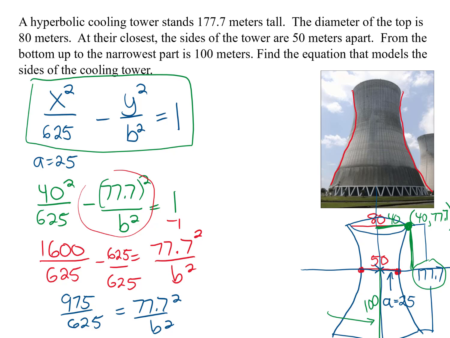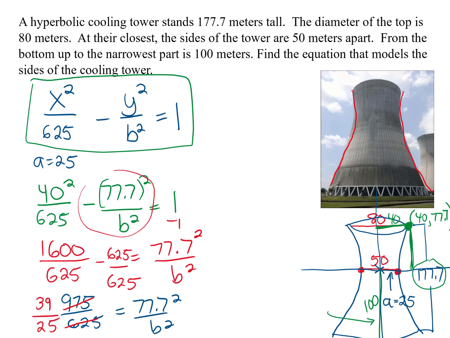Now looking at that fraction on the left, I can easily see that 25 goes into both of them. So I'm going to reduce the fraction just to make it a little bit lower numbers to deal with. 25 will go in there 39 times, and 25 will go in there 25 times. So that fraction will reduce to 39 over 25 equals 77.7 squared over b squared.